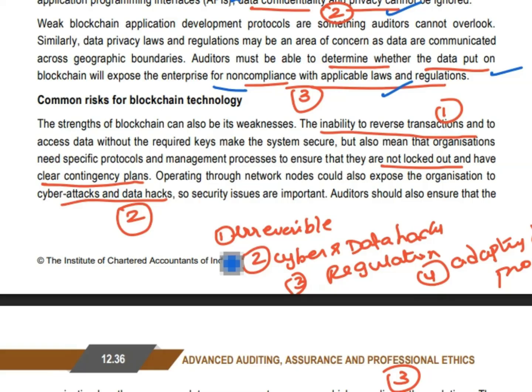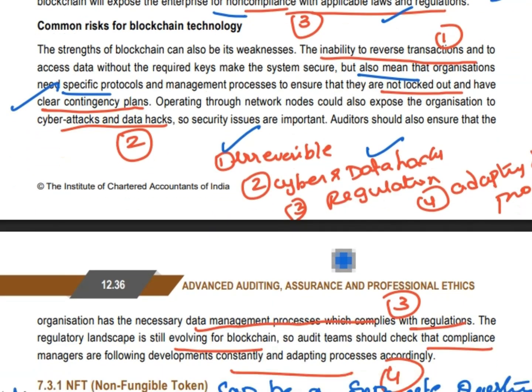And the last, risk. In risk, again, there is a problem that it is irreversible. The transactions are irreversible, so it is also becoming its weakness. They need specific protocols and management processes such that they are not logged out, and they have contingencies planned. Since the transactions are irreversible, they should have some contingency plan. And they have to be sure about cyber and data attacks. Data hacks will be happening, so they have to be sure about their security.